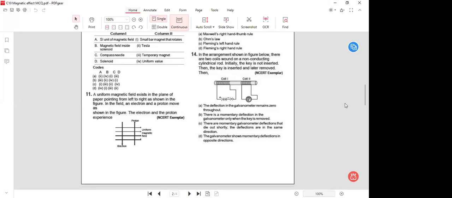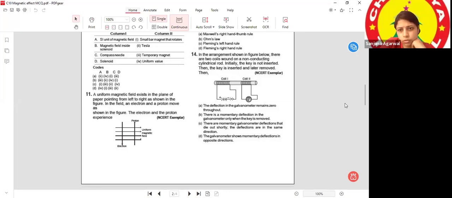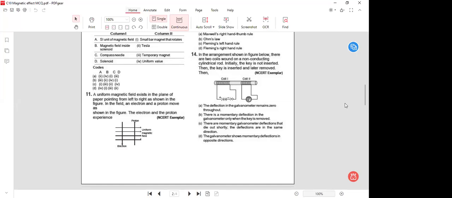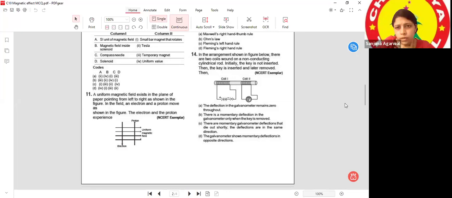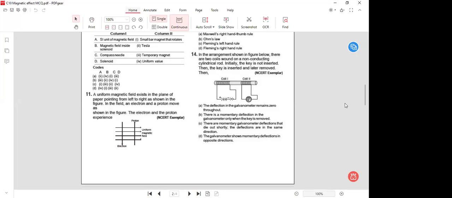Ma'am, there are two coils mounted on a non-conducting cylindrical rod. Initially, the key is not inserted. Then the key is inserted and later removed. The galvanometer shows momentary deflection. The closest is B, because both times, when it's inserted and when it's removed, the galvanometer will show a difference, right?